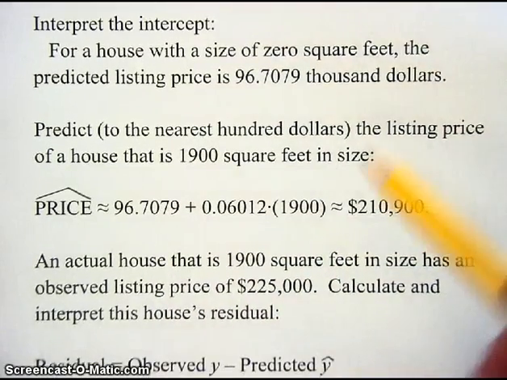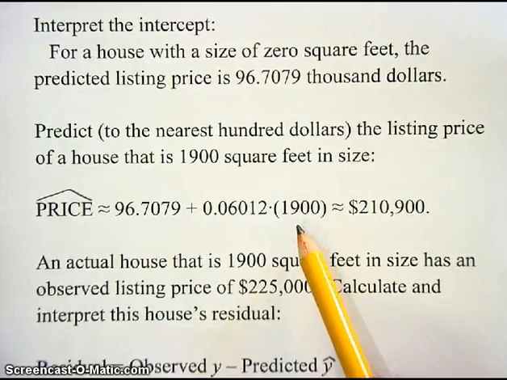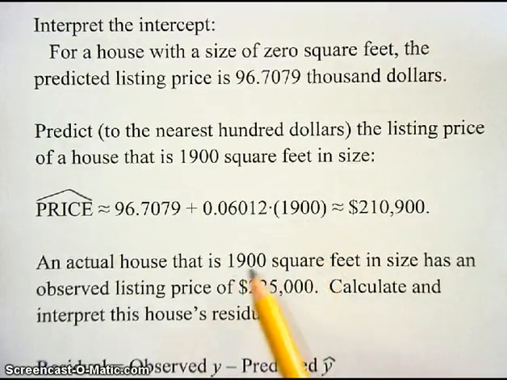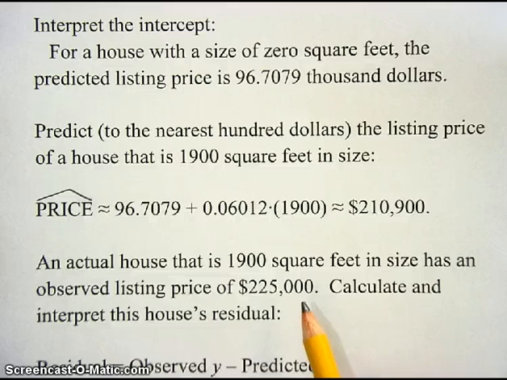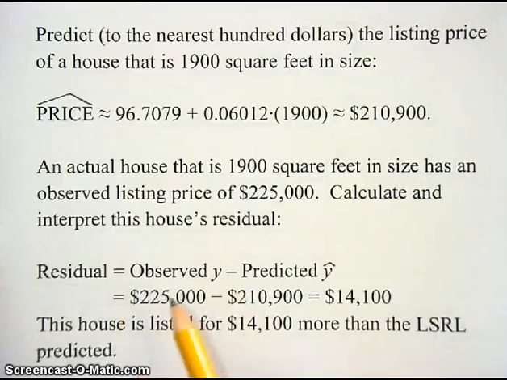But we just made a prediction for a value of x that is in our data set. We actually have a house in our data set that had 1,900 square feet, and that actual house had an observed listing price of $225,000. We can calculate and interpret this house's residual based on that information. The residual is observed y minus predicted y hat. The observed listing price was $225,000. The predicted listing price was $210,900.